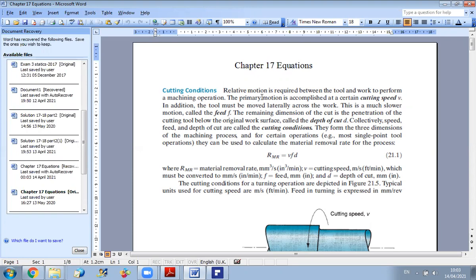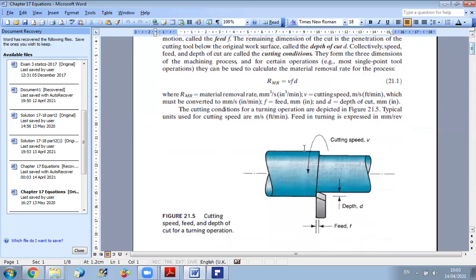The primary motion is accomplished at a certain cutting speed v. In addition, the tool must be moved laterally across the work. This is a much slower motion called the feed f, and we can see the different variables here in the figure. So this is a cutting operation, the turning operation. As you can see, you have removal in three directions.